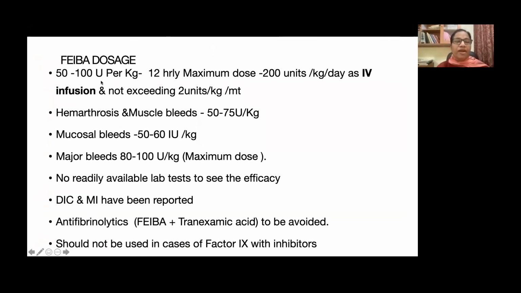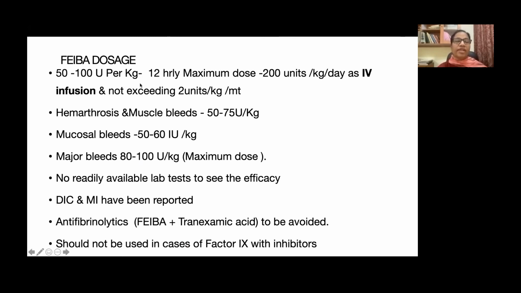It is 50 to 100 units per kg. As per the state protocol, we are supplying 500 unit vials. 500, 1000 and 1500 are available, but factor VIII supplied through the program is 250 vials, that is Hemophil M. So FEBA dosage is 50 to 100 units per kg, 12 hourly. It should be given 12 hourly, and the maximum dose recommended is 200 units per kg per day. So you can see it is 50 to 100 and the maximum dose is 200.